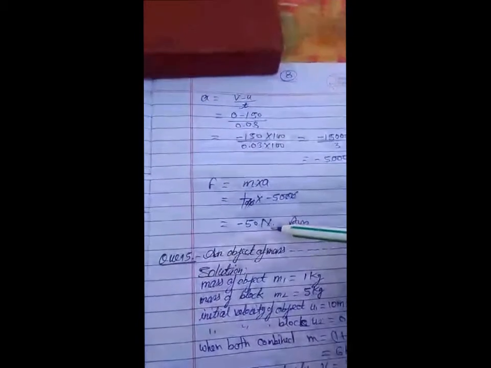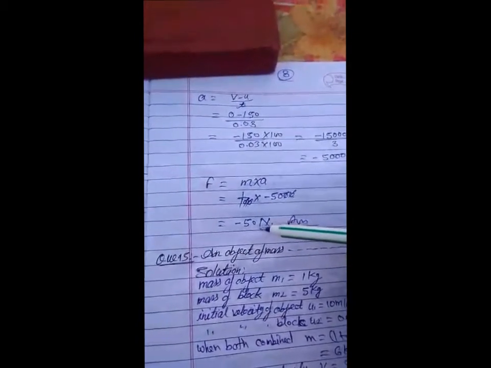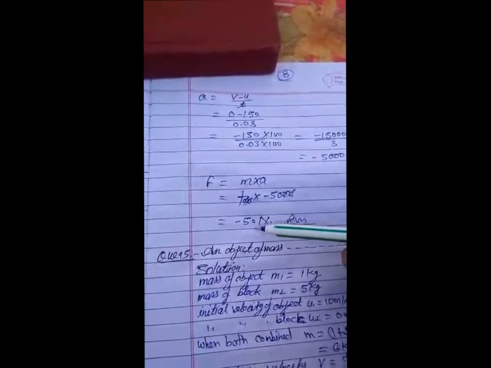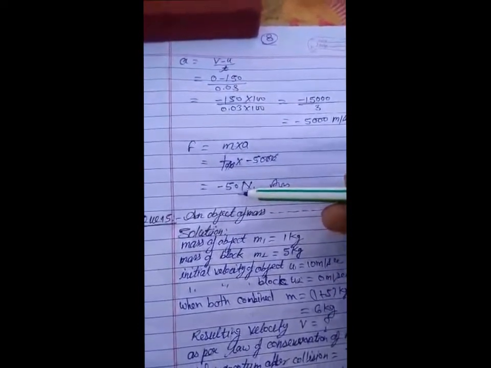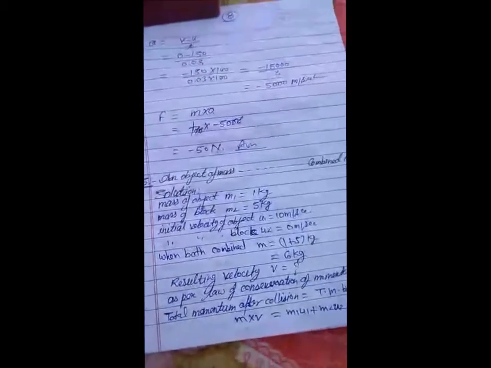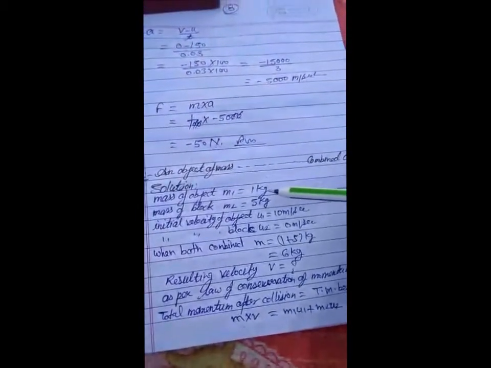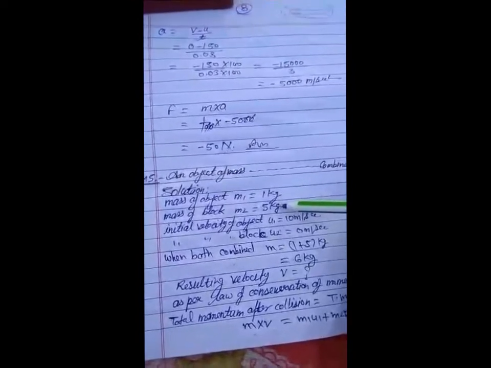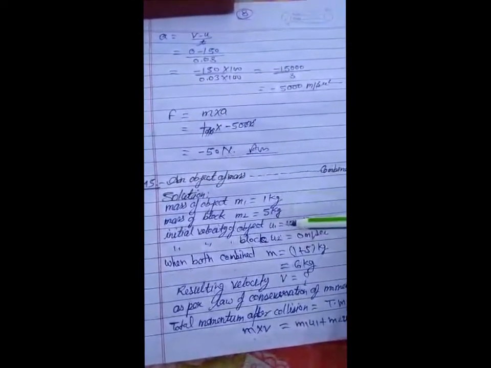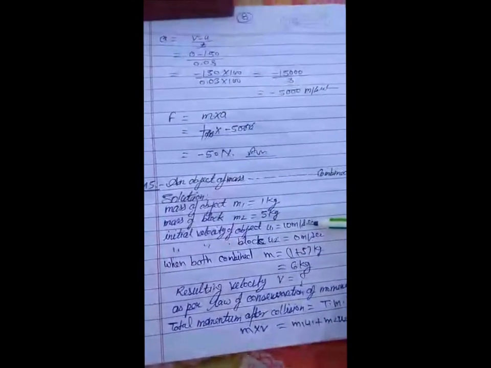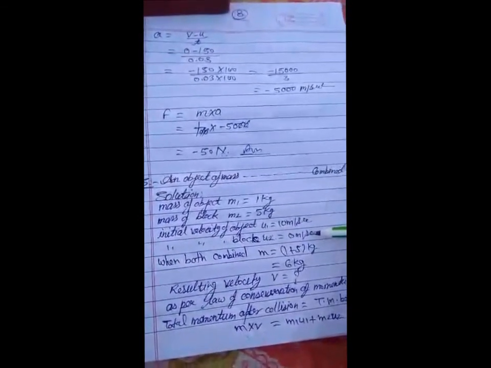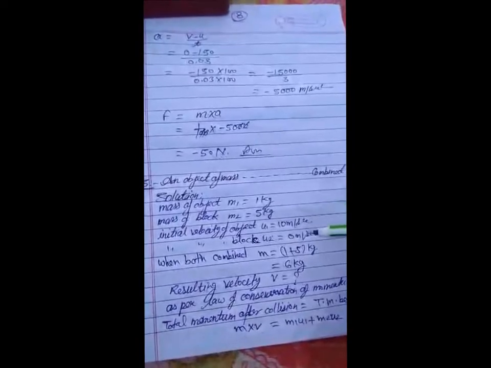One thing you have to remember: the negative sign in force only shows the direction of force, that is the opposite direction. Okay. And the next one is an object of mass 1 kg and another object of mass 5 kg. The initial velocity of the first one is 10 meter per second and the second one is at rest, meaning initial velocity is 0. So the first object is tied to the second object.